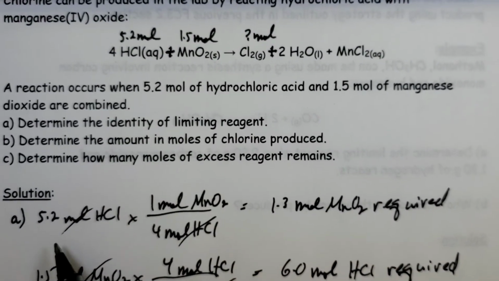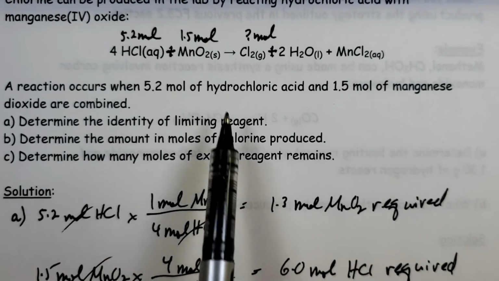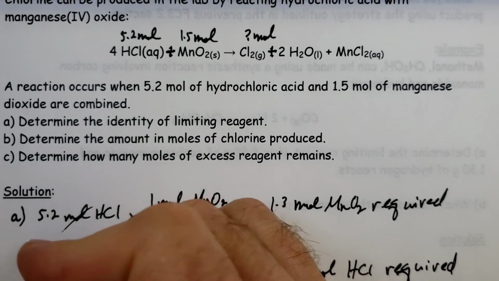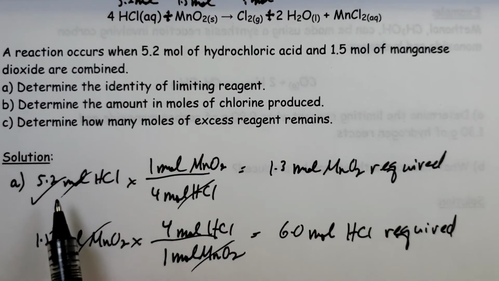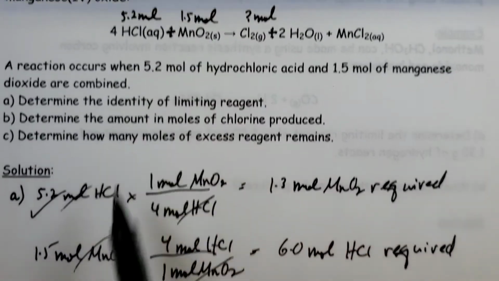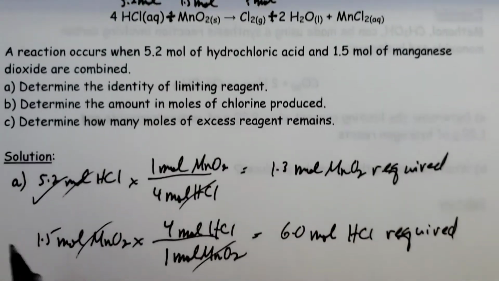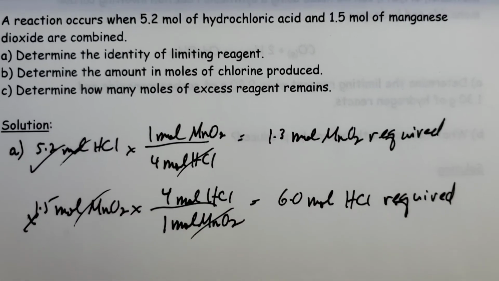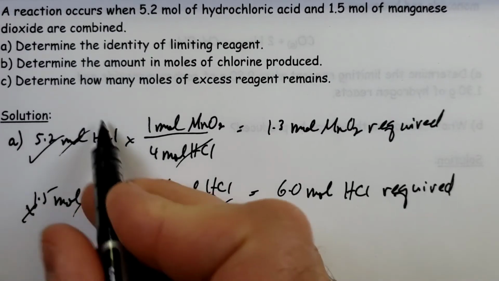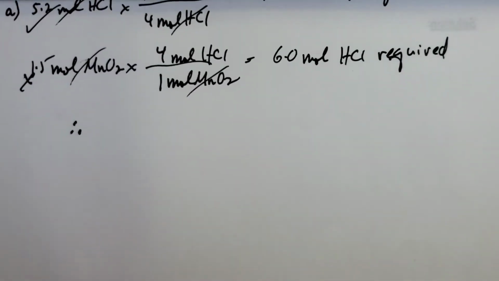So if I'm looking at this, 5.2 moles, if I try to use up all that 5.2 moles, I need 1.3 moles of manganese MnO2. Do I have it? Yes, I do. I have more than I require. So that is going to be the one. We can look at this one to see this one shouldn't work. If I try to use up all the 1.5, I need 6 moles of HCl. Don't got it. So that is going to be X marks the spot for that one. So therefore, I'm going to be using up all of the HCl because that's the one that works.